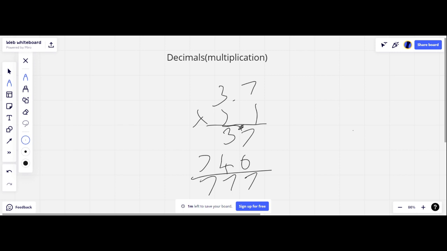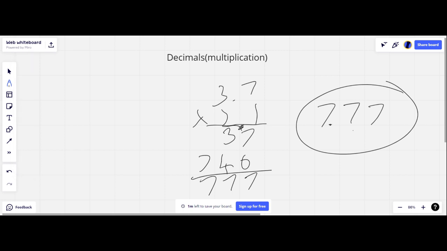So we've got to look at all of them in total. So now that we know that we have 2 decimal places, let's take the number 777. And now let's go from the right to the left and count 2 digits. 1 digit, 2 digits. So the decimal point goes here. So the answer is 7.77. Let's do another one.